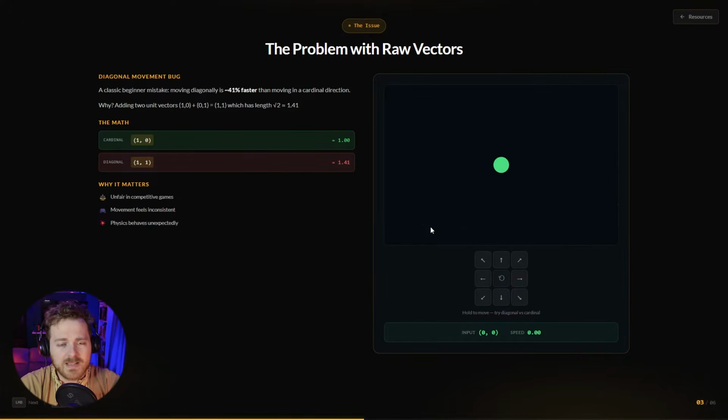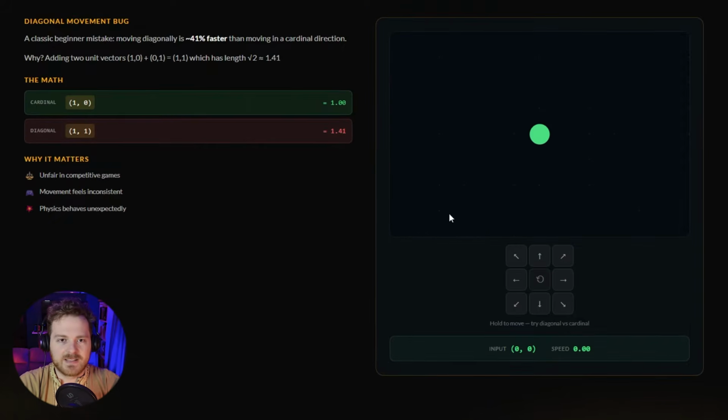Why would we like to normalize vectors? What's the problem with vectors? When we, for example, get input from the player, we usually do it by getting the y-axis and the x-axis. So if the character moves horizontally or vertically, there is no problem. As you see below the interactive part, there is the input that we have. So we have -1 or 1 in a specific axis. And this works as expected.